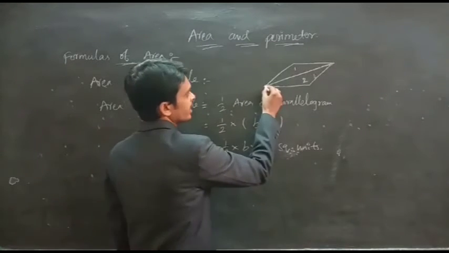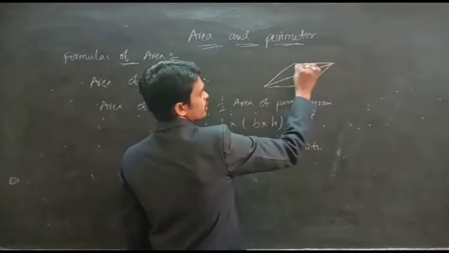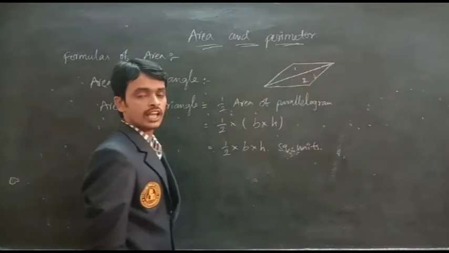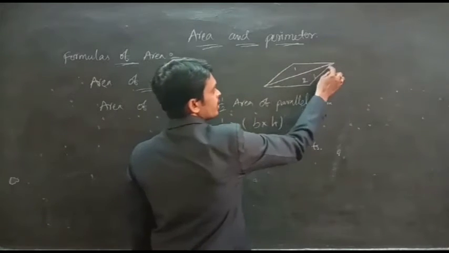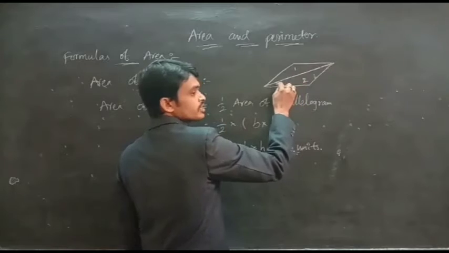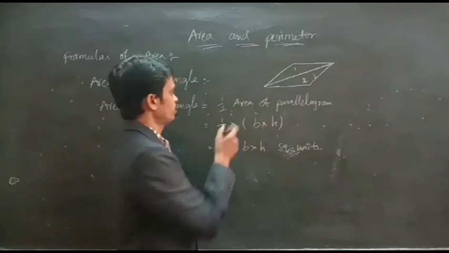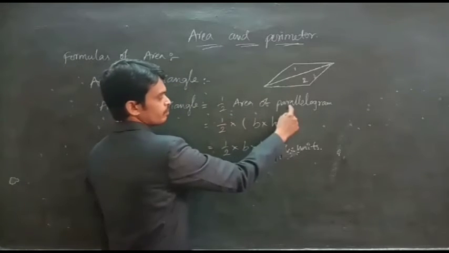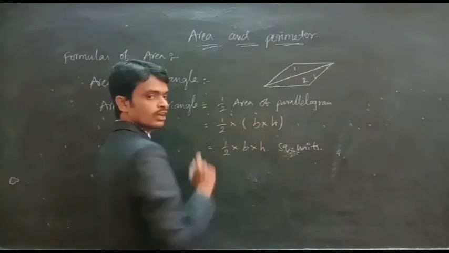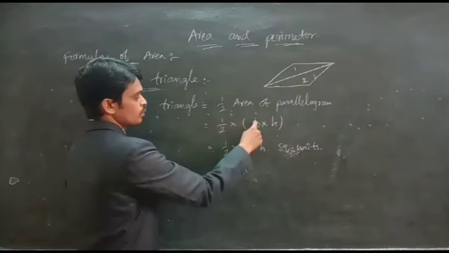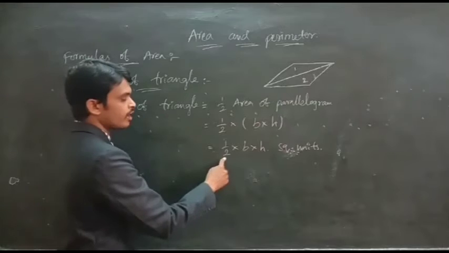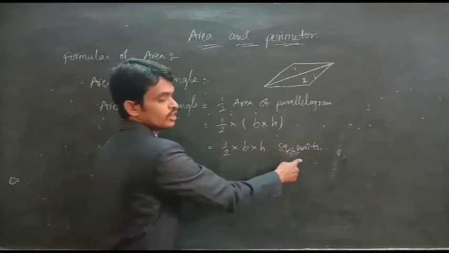Why? Because the diagonal of a parallelogram divides it into two triangles of equal area. Then the area of one triangle is half of the area of the parallelogram. Then half of the area of the parallelogram is what? Base into height. Then half into base into height. So the area of a triangle formula is half into base into height, square units.